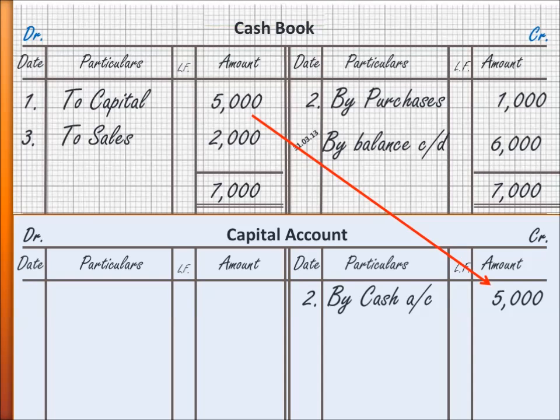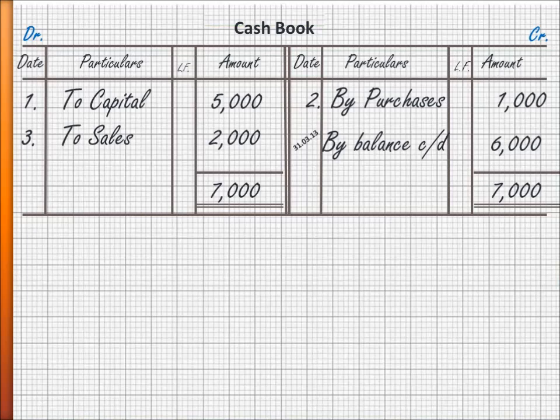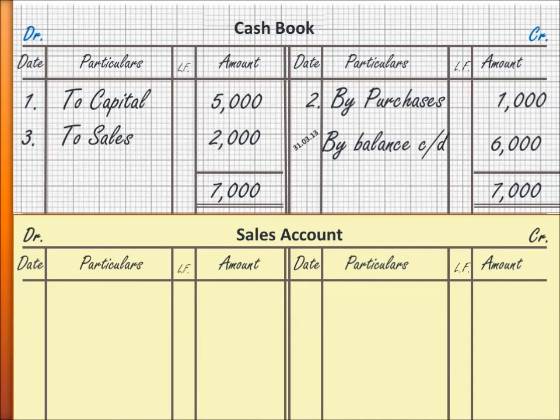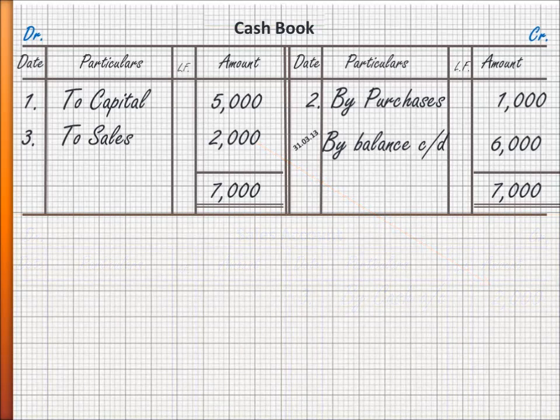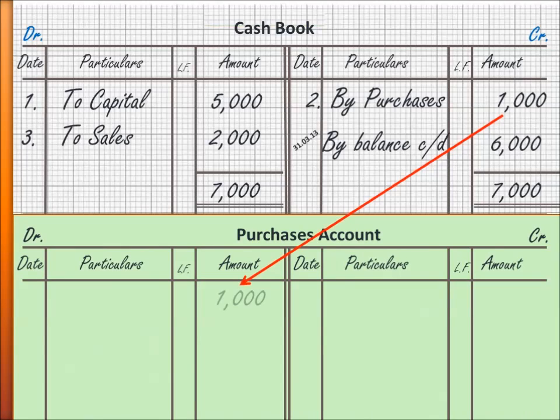Then next item, to sales rupees 2,000. Come to the sales account and on credit side write down rupees 2,000. And what will you write down in the narration? By cash account. Then credit side, by purchases rupees 1,000. So open purchases account, come on the debit side, to cash account rupees 1,000. In this way, we have completed the ledger posting on the basis of cash book.